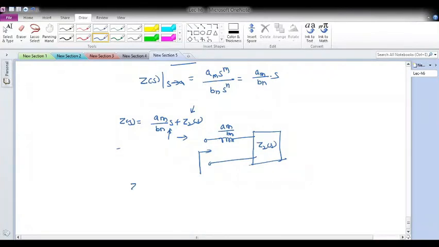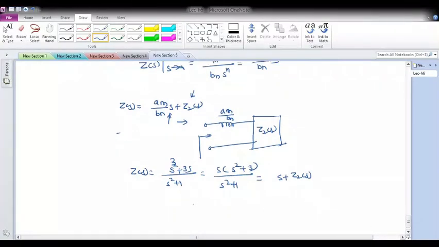Okay, so for example, if I have Z of s like this, s square plus 3s, and this is s square plus 1, here we can say there is a pole at infinity. Okay, so this is the highest power of s divided by this, it will be s cube, I'm sorry, s cube. So the highest power of s in the numerator is s cube, and in the denominator square, so what will be the remaining? It is simply s plus Z2 of s. And what will be Z2 of s? That Z2 of s you can calculate by removing s from Z of s.